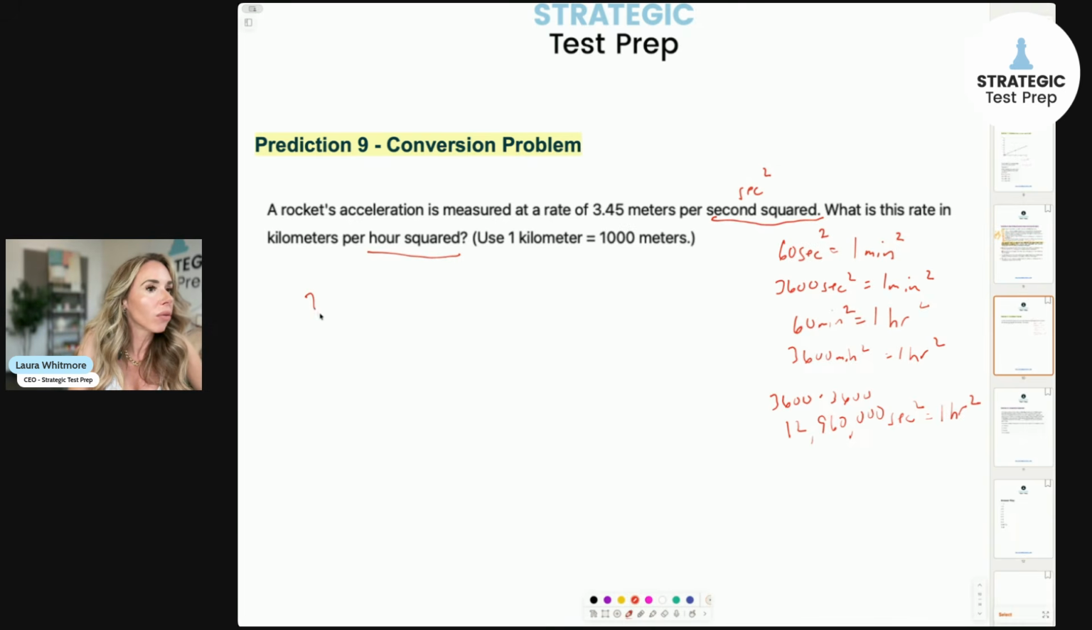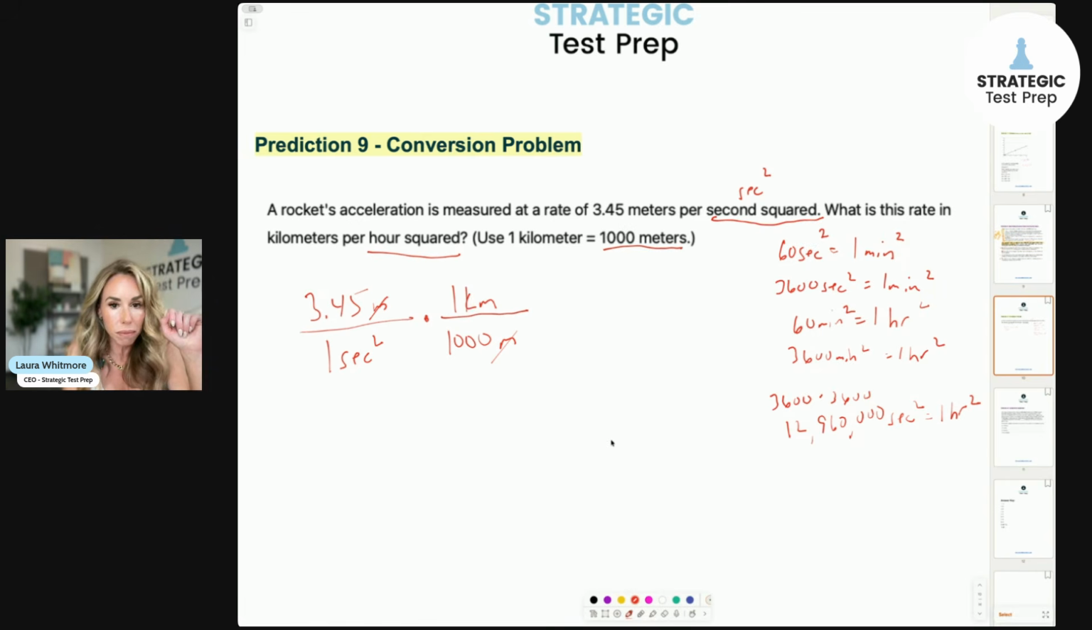So we've got 3.45 meters per 1 second squared, and we want to convert it to hours squared, and we want to convert it to kilometers. So let's do kilometers first. I'm going to multiply, and since meters are on top, I want meters on the bottom. So meters cancels with meters. I'm going to put 1,000 meters on the bottom, and it's equal to 1 kilometer that goes on top.